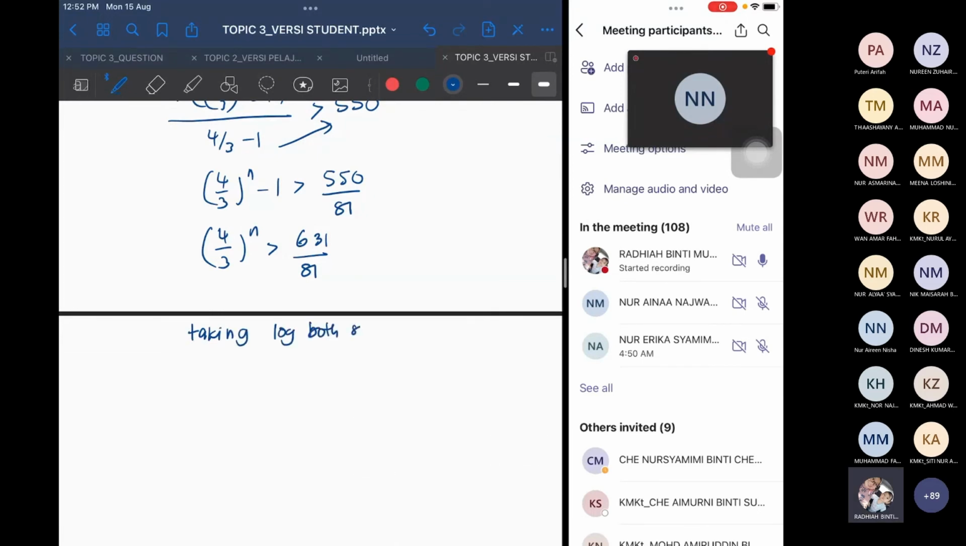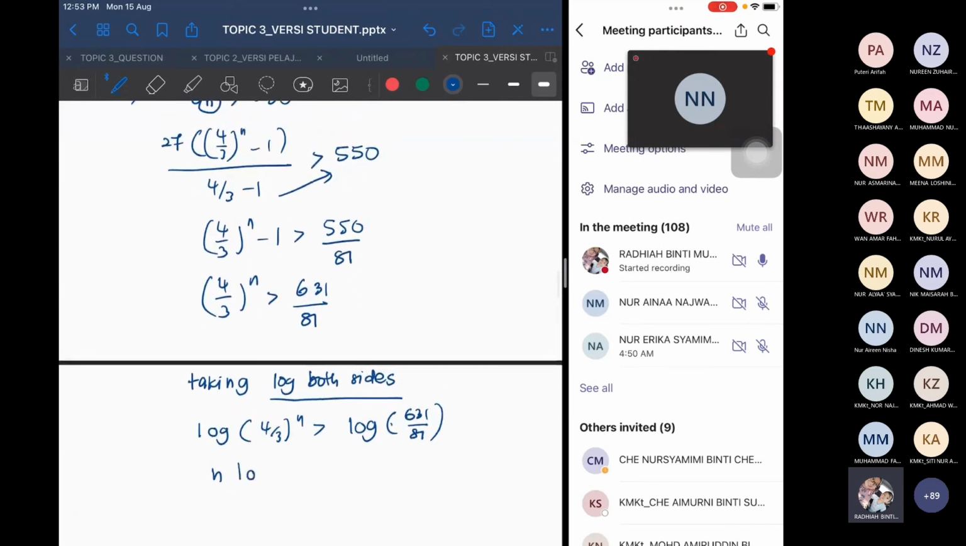Bila kita tak boleh compare. Kalau kita boleh compare, kita guna yang indices tu ya. Kalau tak boleh, baru kita ambil log both side. So, you pun tulislah log 4/3 power of n greater than log 631 divide by 81. Okay, so sebelum kita nak ni, n tu kita kena pindah dulu ya kelas.